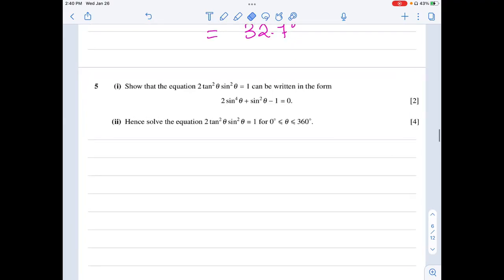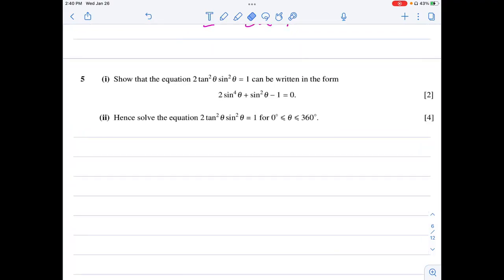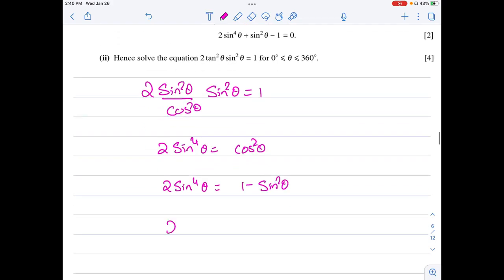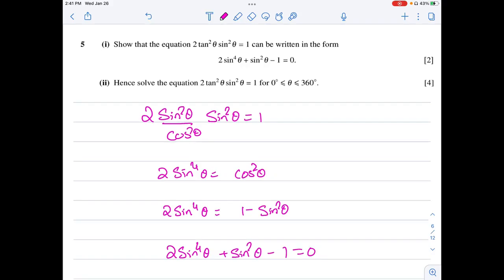Question number 5. Show that the equation 2 tan square theta sin square theta equal to 1 can be written in this form. 2 tan square theta: tan square theta can be written as sin square theta upon cos square theta, times sin square theta is equal to 1. So 2 sin power 4 theta equal to cos square theta. Cos square theta can again be written as 1 minus sin square theta. So what does that become? 2 sin power 4 theta plus sin square theta minus 1 equal to 0. I got a quadratic equation.